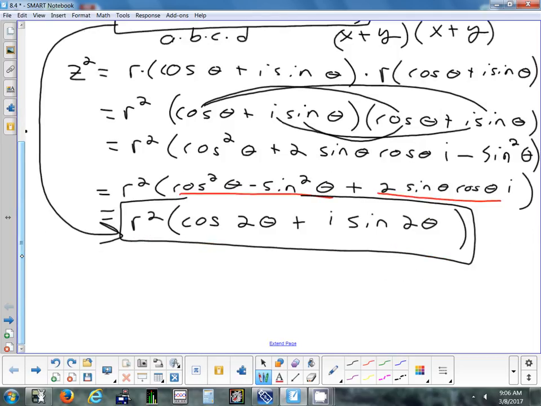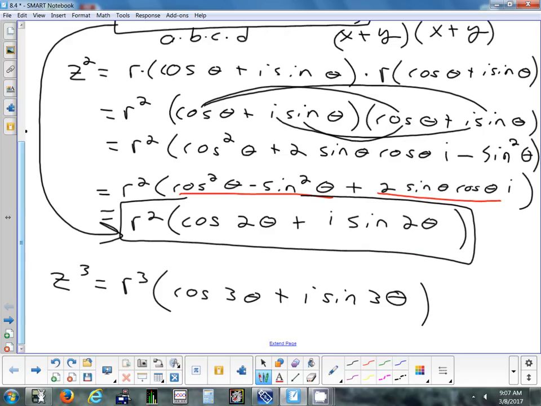So let's see if we can write down what you think z cubed would be without doing it all out. r cubed, cosine 3 theta, yep, plus i sine 3 theta. Yeah. So what we just used, but we don't really know the name of it yet, that is De Moivre's theorem. If you want to raise a complex number to a power, you raise the radius to the power, and you multiply the angle by the power.